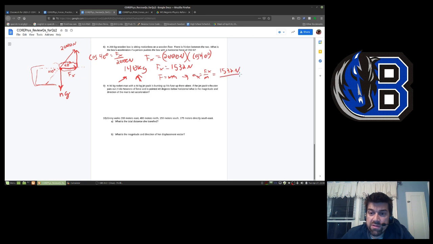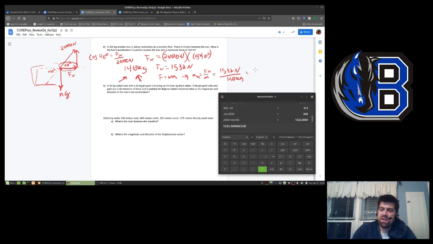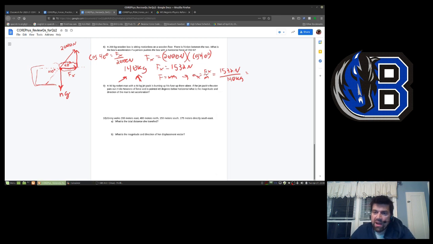1532 newtons over our 140 kilogram setup here. I get 10.9 meters per second squared. So that's my horizontal acceleration. Vertically, well, if the cosine gave me the horizontal component, then sine will give me the vertical component.